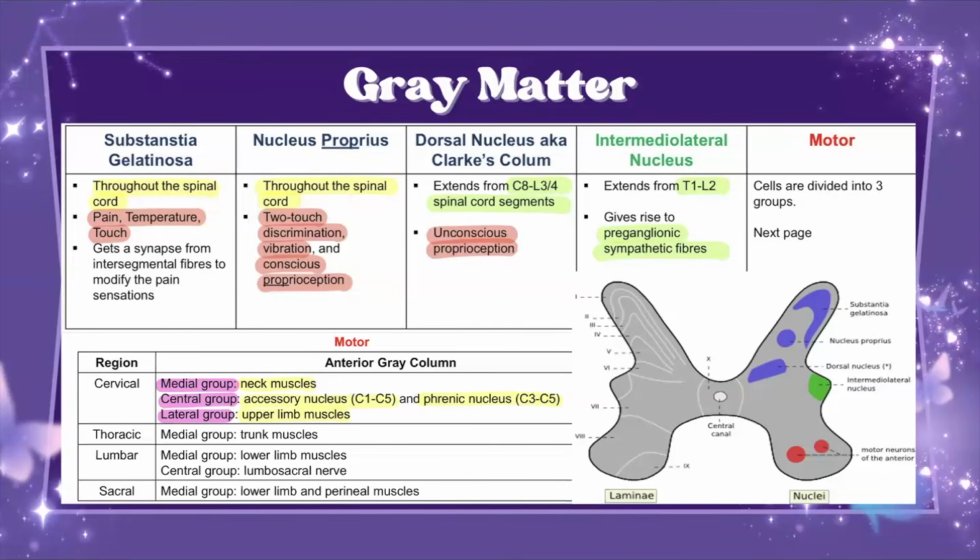Unconscious proprioception is basically your awareness of your body position. So whenever you're walking, you don't think about how far away your feet are from the floor. You just start walking, right? So this is what unconscious proprioception is.